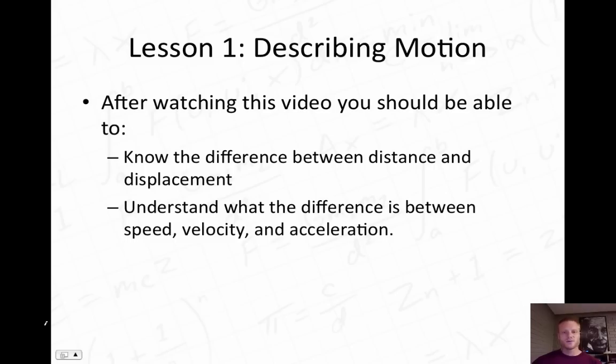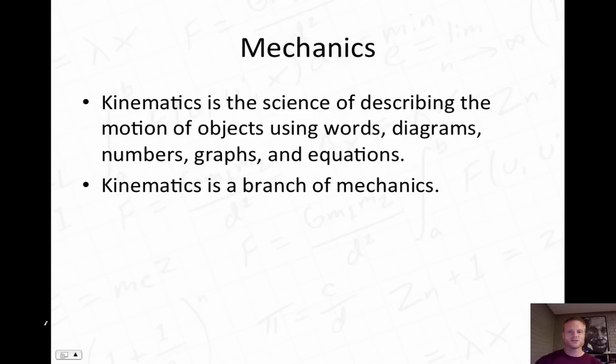In today's video, we're going to be talking about describing motion. After watching this video, you should be able to know the difference between distance and displacement and understand what the difference is between speed, velocity, and acceleration. So let's get right into it.